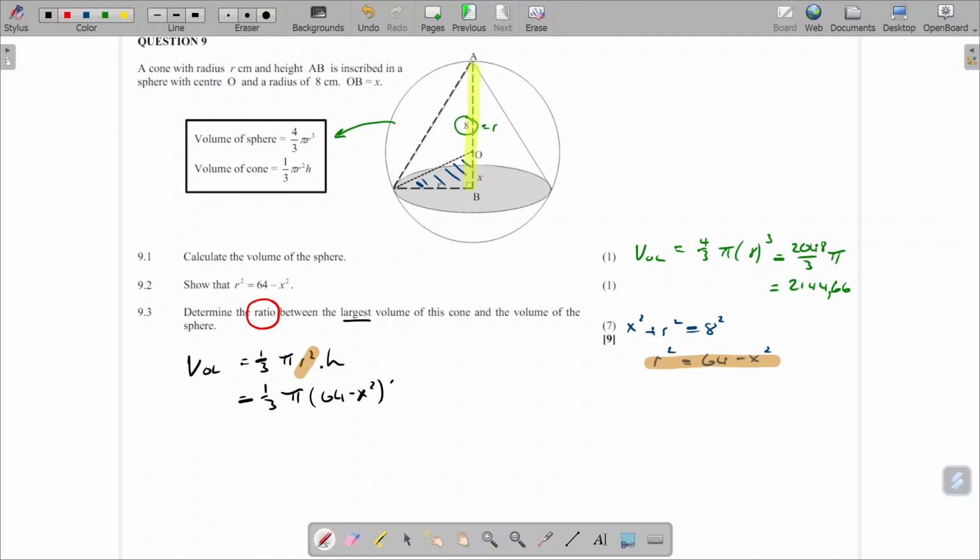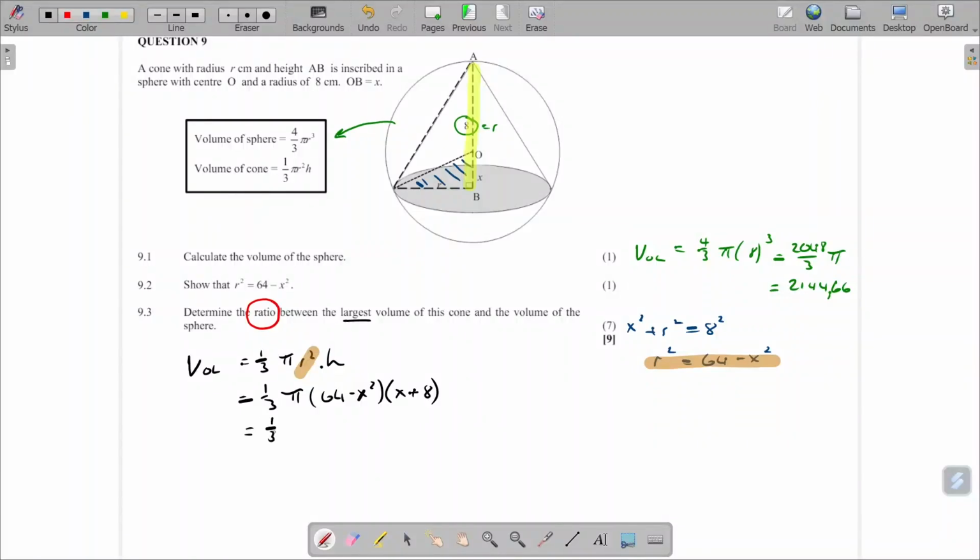And so we have a height of x plus 8. Now, what we need to do here is to multiply this out. So what we're going to get here is 1/3 of pi times 64x minus x cubed, plus, what's 64 times 8? 512, minus 8x squared.